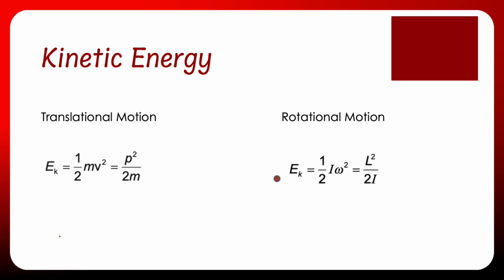Kinetic energy is exactly the same, and if I'm moving in a straight line, I have mass and velocity. This equation here just has momentum and mass. They're just two forms of the exact same equation.